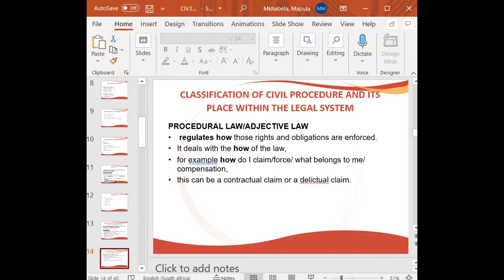It regulates how these rights and obligations are enforced. It deals with the how of the law. For example, how do I claim or enforce what belongs to me, or how do I get compensation for what I have lost or what has been destroyed? Maybe we may be dealing with a contractual claim or a delictual claim.